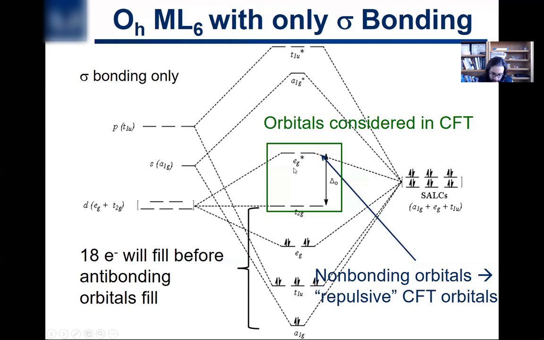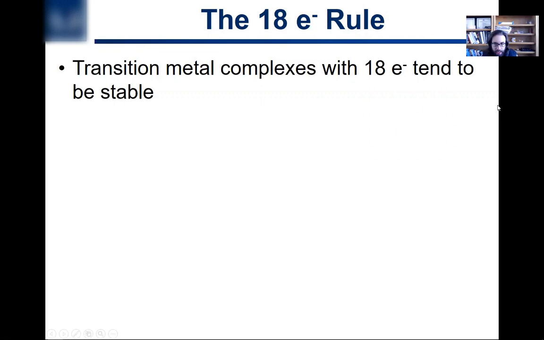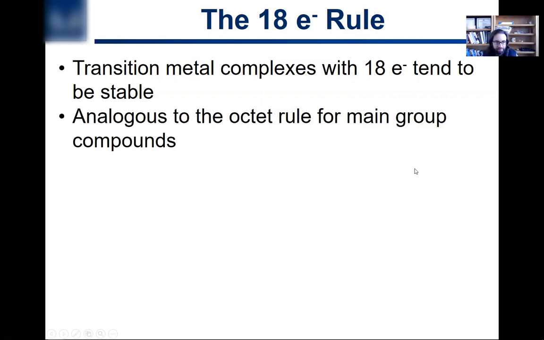So that came up with this idea of the 18 electron rule, which says that transition metal complexes with 18 electrons will be particularly stable. And so this is sort of the equivalent of the octet rule, but for transition metal complexes.